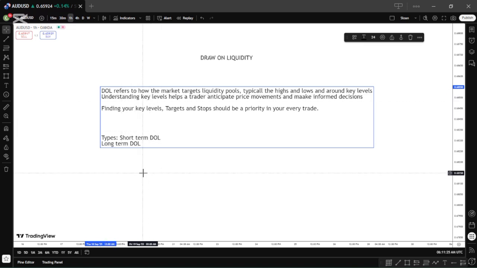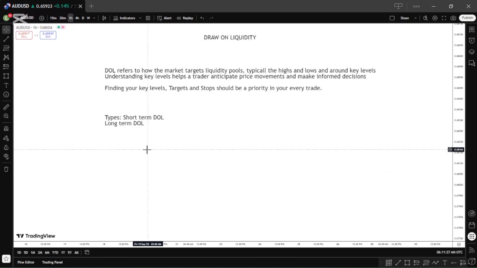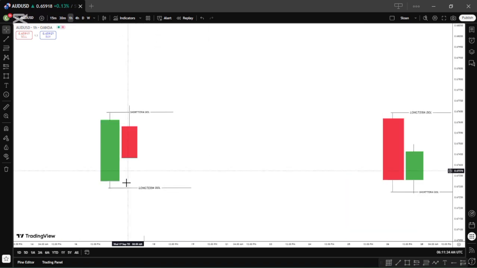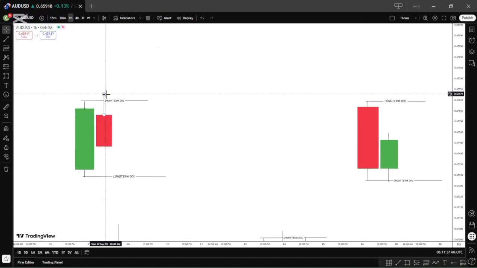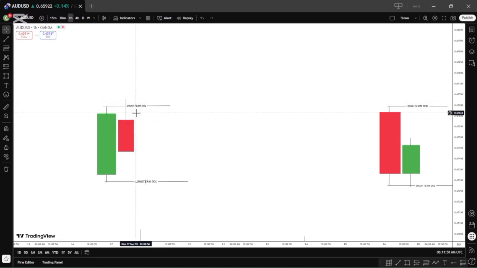Okay, so having known the importance, what are the types of draw on liquidity? We have the short-term draw on liquidity, which I'll be showing in the textbook diagram here. But first of all, get the concept of this. Short-term draw on liquidity basically signifies where retracements or shorter moves could end. It is used to determine where the market is initially drawn to in the immediate price action. It can also be used to determine your stop loss while taking any trade.